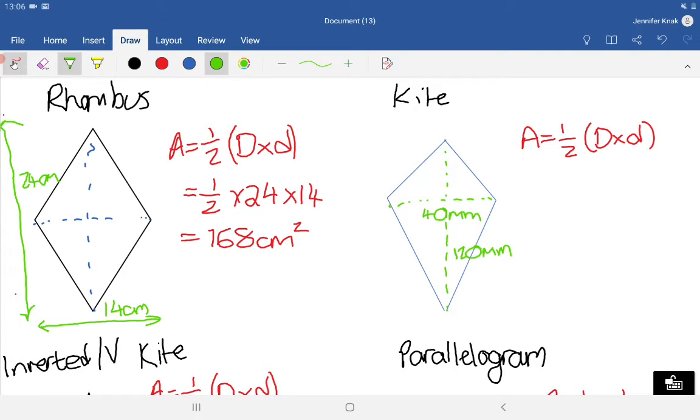120 millimetres. Okay, so our formula for the area of a kite is the exact same as the area of a rhombus. So we've got a half times diagonal 1 times diagonal 2, or a half d times d. One diagonal is 40 and the other one is 120. Remember, it's not going to matter what way round you put those two numbers. Okay, and then from there, grab your calculator, 40 times 120 and half it, or 0.5 times 40 times 120, and we get 2,400. This one is in millimetres, so we're going to have square millimetres.